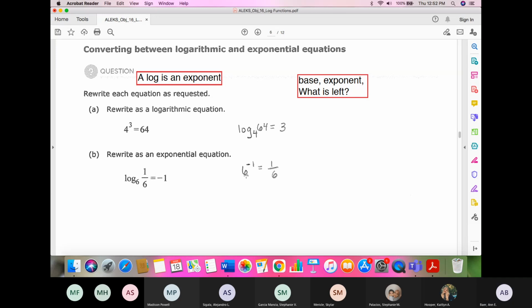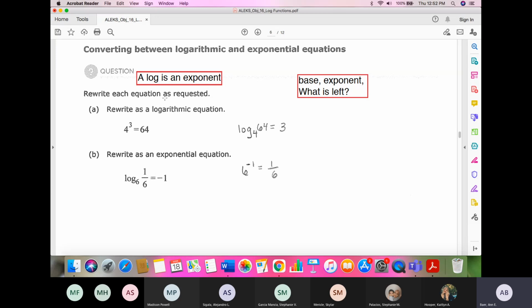Now, this 6 needs an exponent. We want to convert to an exponential equation. If I read that wrong, I read it wrong to get my point across, it has the word exponent in it. We need to put something in the exponent if we're rewriting it as an exponential equation.